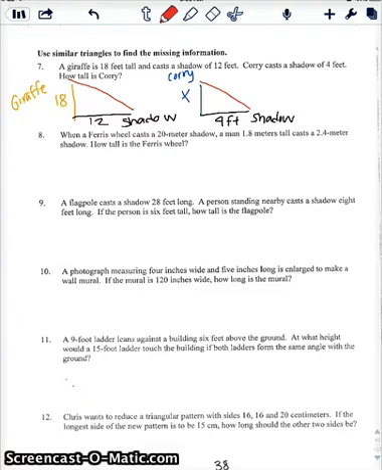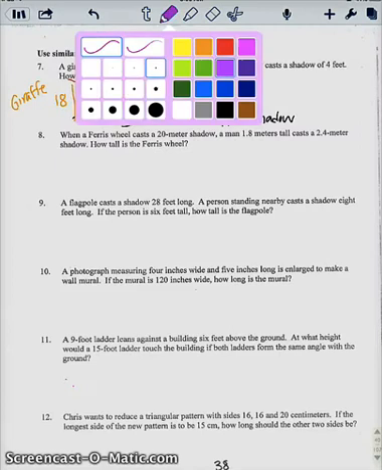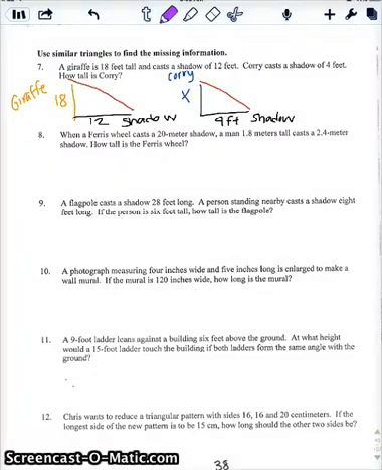The way I'm going to set up my proportion is I'm going to make sure that everything is lined up, and I'll show you what I mean. For example, one ratio that's going to go into my proportion is going to be 18 over 12. 18 represents the giraffe's height, and 12 represents the shadow's height. So you can see that the 18 and 12 both come from the same part of the triangle.